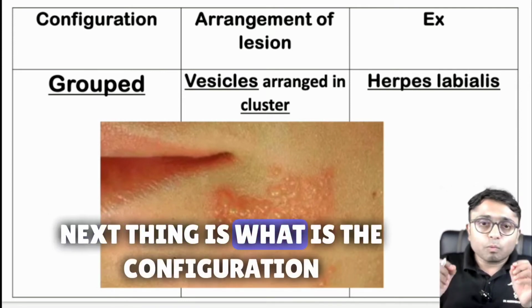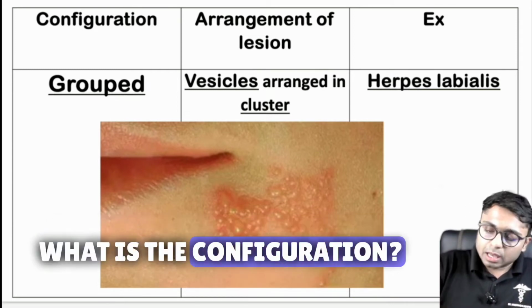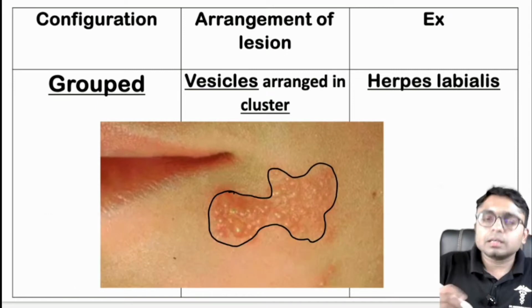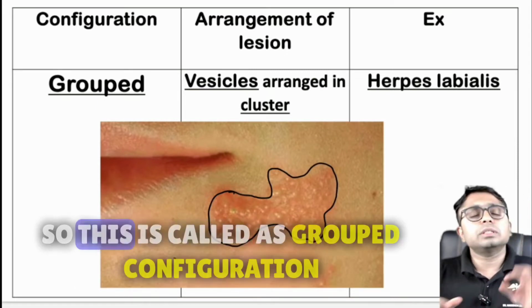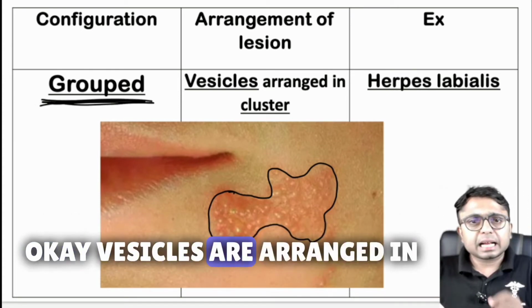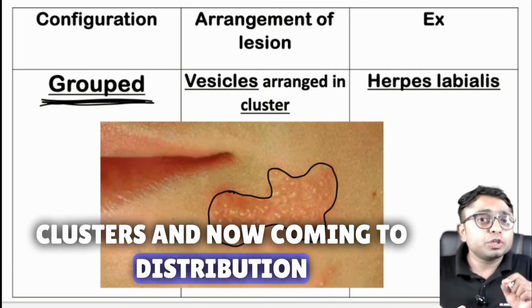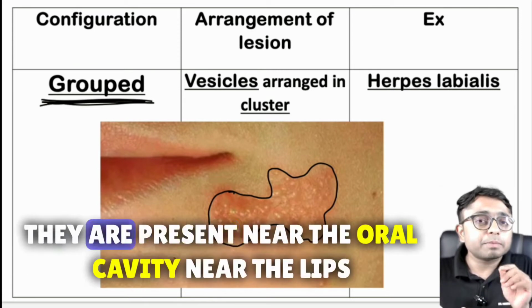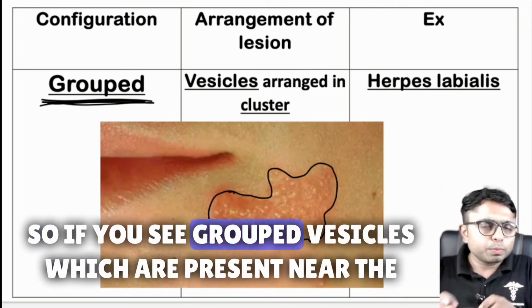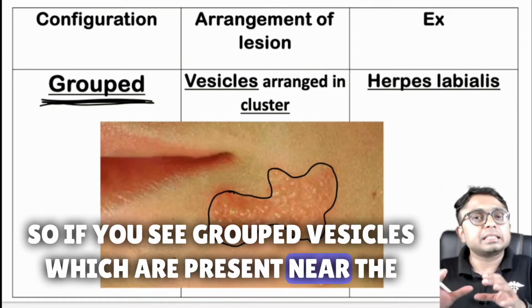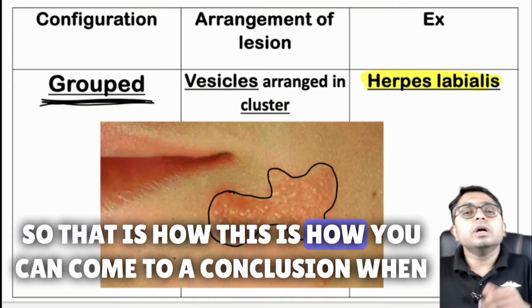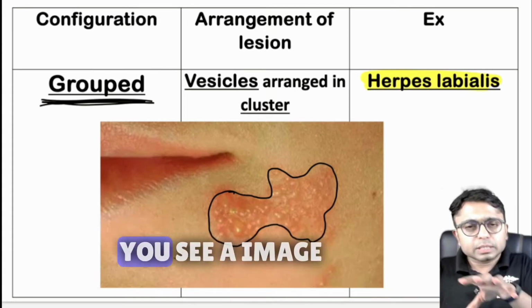Next thing is, what is the configuration? You are able to see that all these vesicles are present together, adjacent, very nearby. So this is called a grouped configuration, grouped arrangement. Vesicles are arranged in a cluster. And now coming to distribution, where are they distributed? They are present near the oral cavity, near the lips precisely. So if you see grouped vesicles which are present near the lips, you must think of herpes labialis. That is how you can come to a conclusion when you see an image.